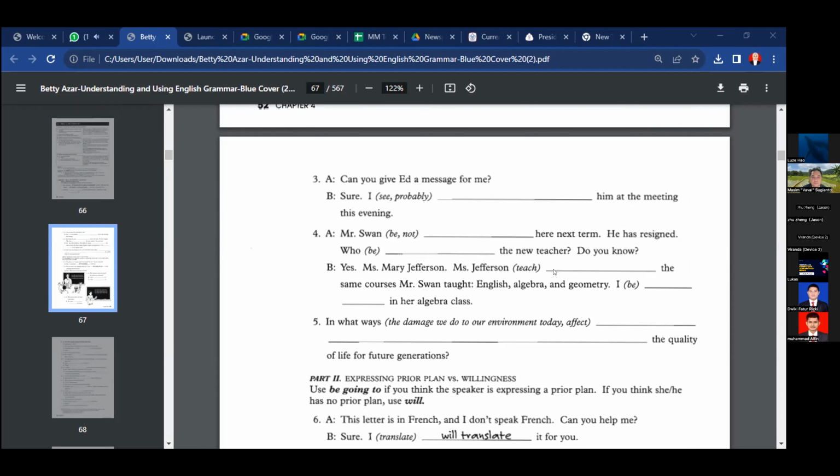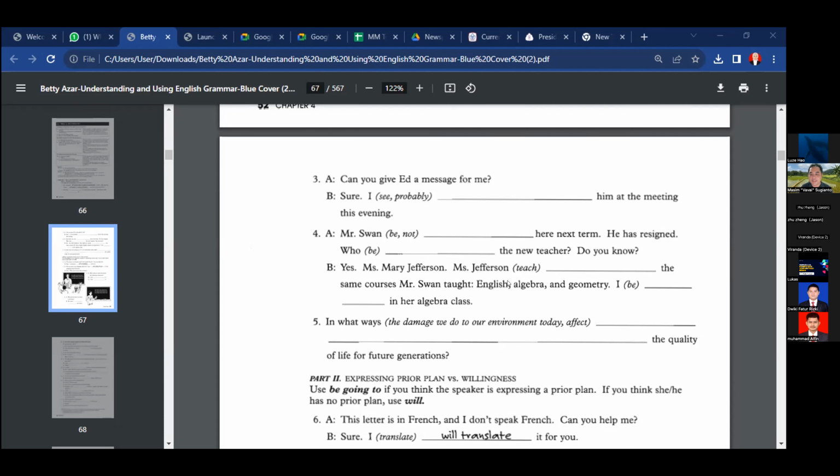Sorry, I have trouble with my internet connection. So what is the answer? It is one minute to go. So number 4: Mr. Swan is not going to be here next term. Yes, I think Mr. Swan is not going to be here next term because he has resigned.